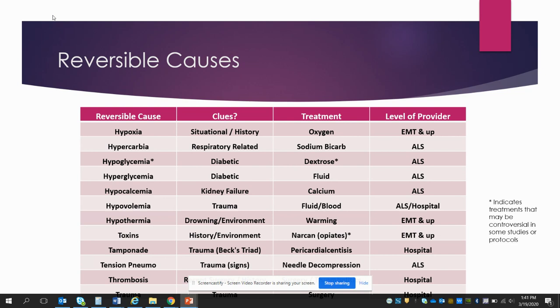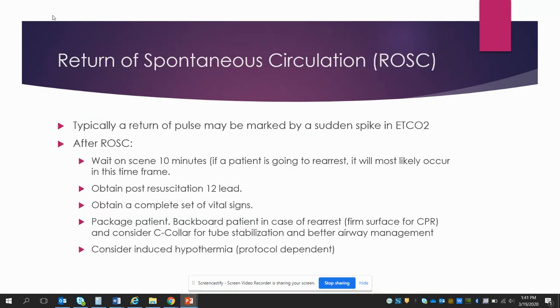So I just encourage you to take a look at this list and just read through it and familiarize yourself with what H's and T's are and what some of the potential treatments are, and keeping in mind that our ultimate goal when we are assessing a patient in cardiac arrest is to determine the cause of the arrest, or maybe several potential causes, and then try to provide some treatment so that we can say, all right, well, if that is what it is, I'm providing treatment for that, and we're doing everything that we can.